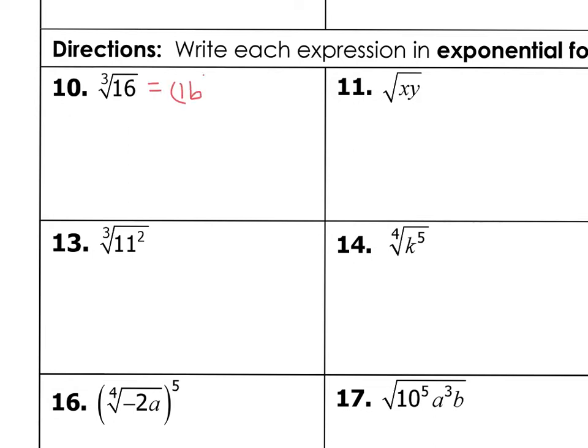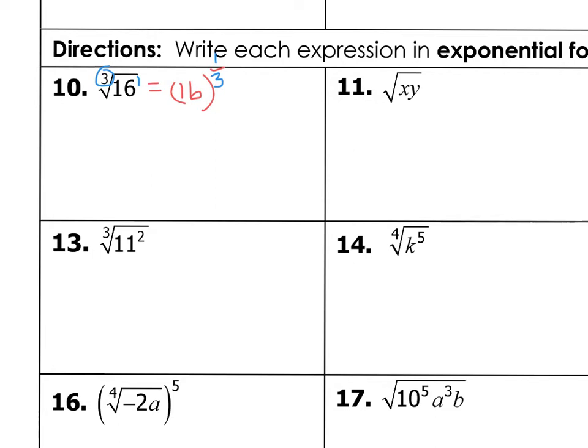And then that whole base, remember, is going to be raised to some fraction. Because 16 underneath the radical is raised to the first power, that becomes the numerator. And then the index of the radical becomes our denominator. So we have 16 raised to the 1/3.